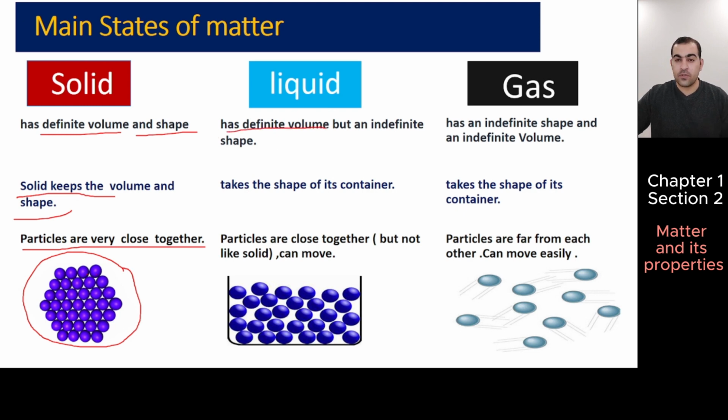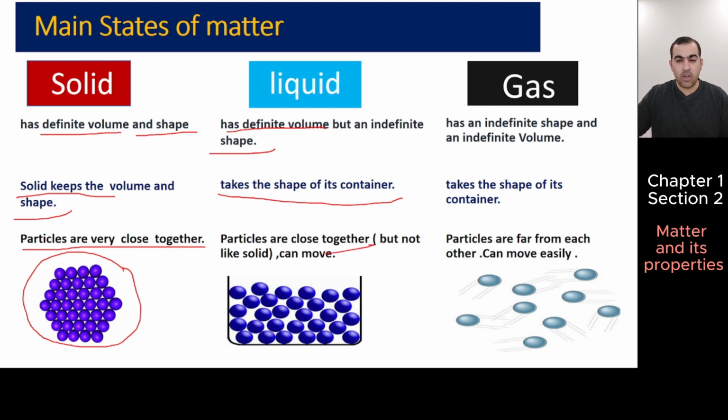Liquids have definite volume. Their volume doesn't change, but they have an indefinite shape. Their shapes change. You have water in a bottle, so you can change the shape, right? But you can't change the volume. Volume is constant. It takes the shape of the container. So you have water in a bottle, you add it to a glass. So they change shape, right? But it's still the same amount, same volume. Okay.